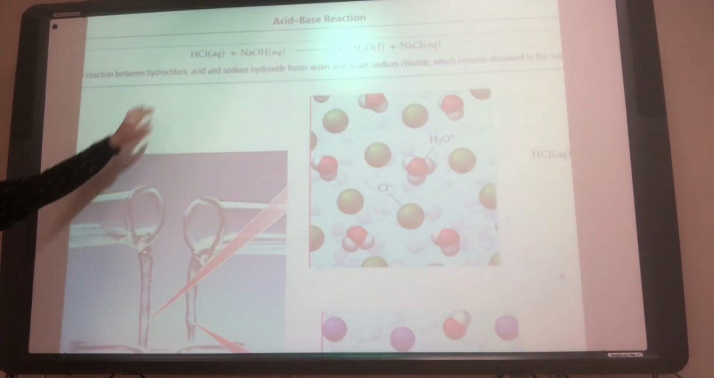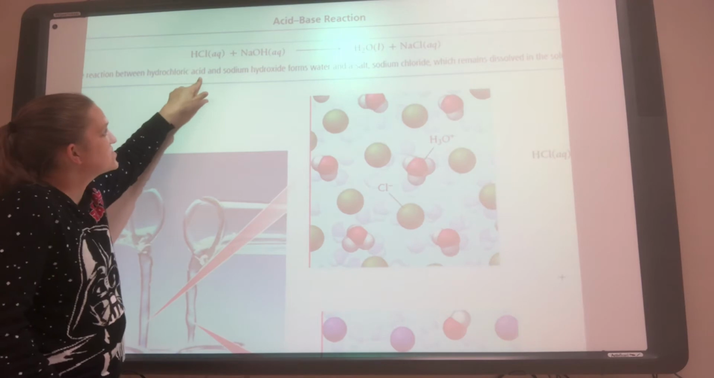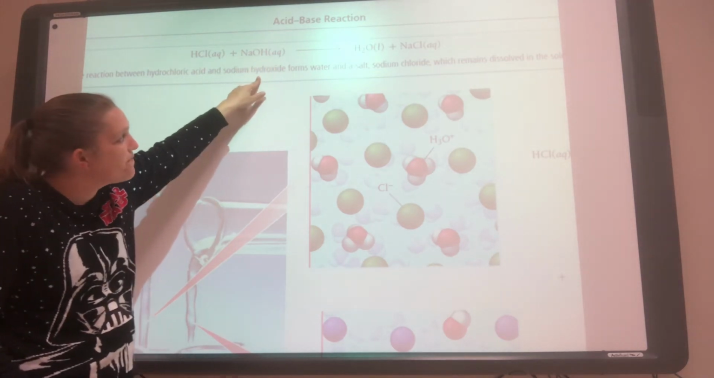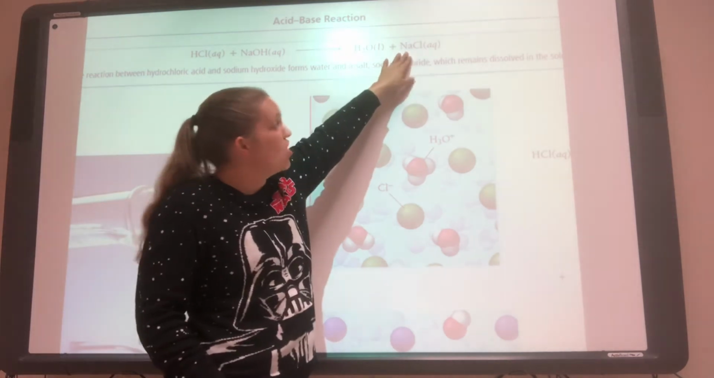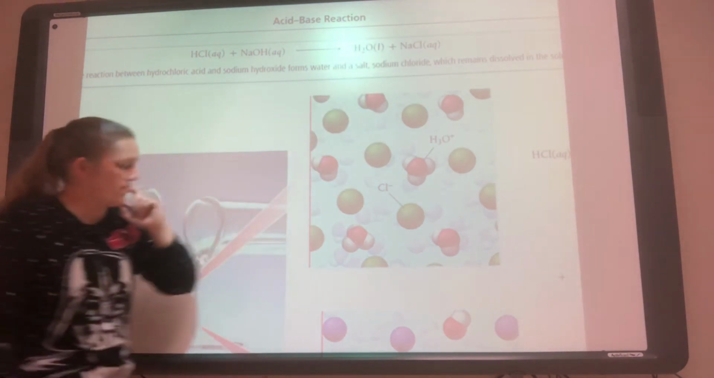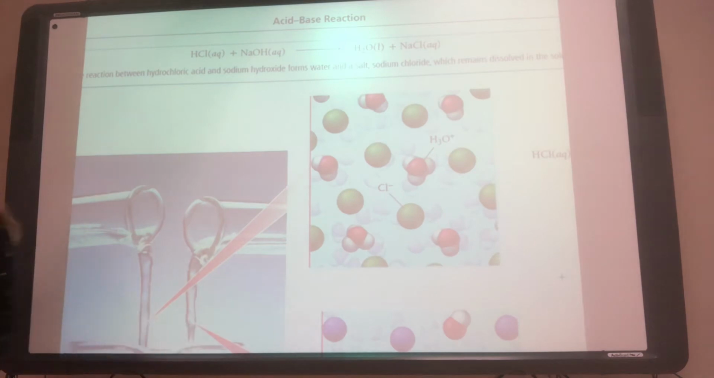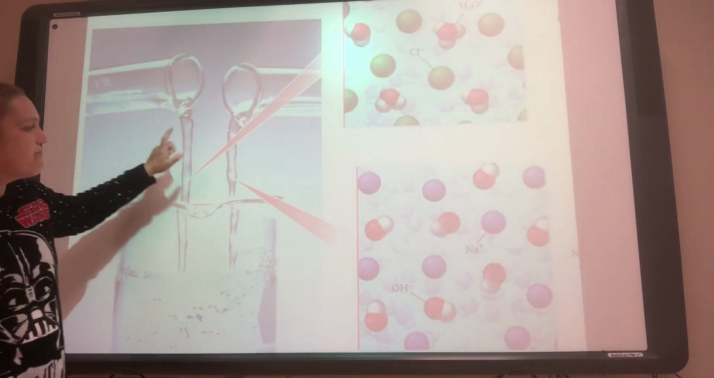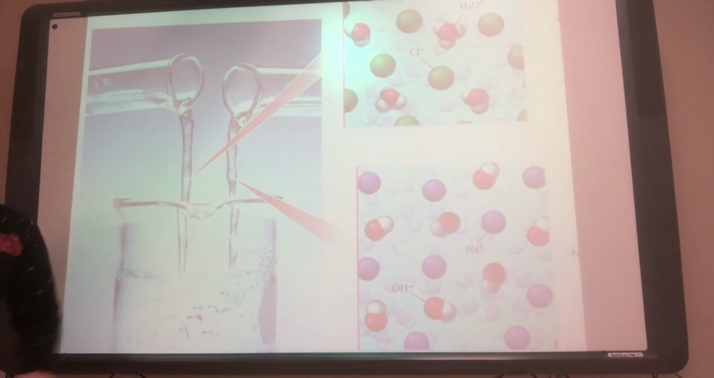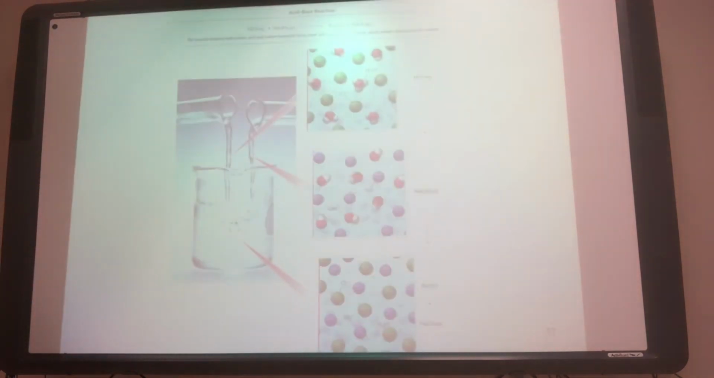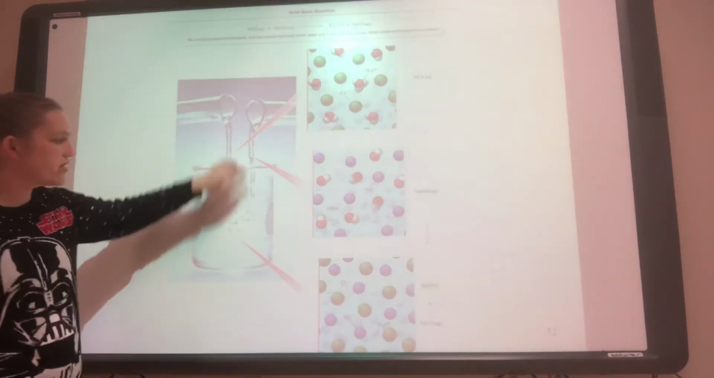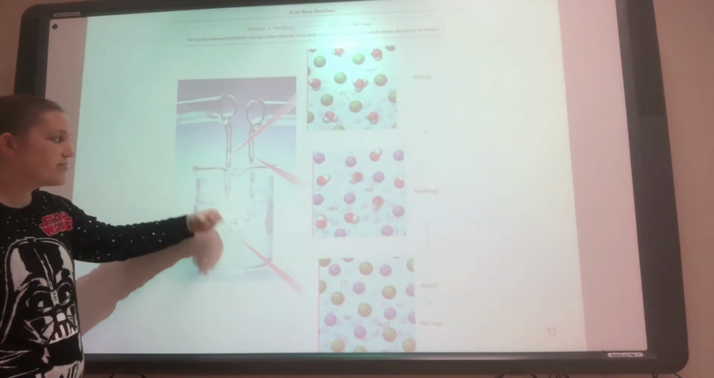This is my acid-base reaction. So I have HCl, that's my acid, hydrochloric acid, with NaOH, it's got the OH, that's my base, sodium hydroxide. In this case, it actually forms a salt and a water. Okay? So my two clear liquids are going to react. My acid here, my base here, they react to give me my salt and water floating around. So clear, clear, clear. There's no precipitate forming.